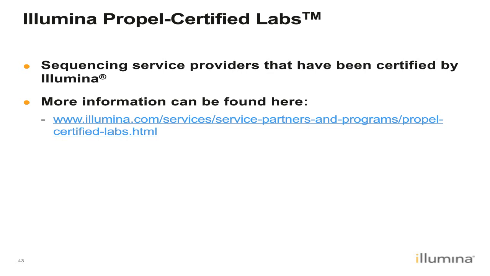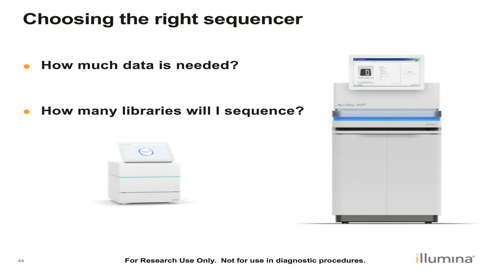Next, we need to choose the right sequencer to use. Different sequencers give different amounts of data. We'll need to know how much data we need per sample and how many samples we will sequence to determine the best sequencer for the project. If you are submitting your samples for sequencing, core facilities will likely give sequencer recommendations as well.